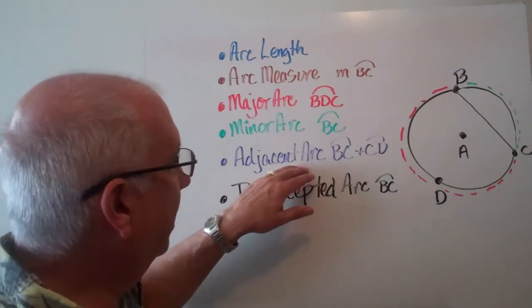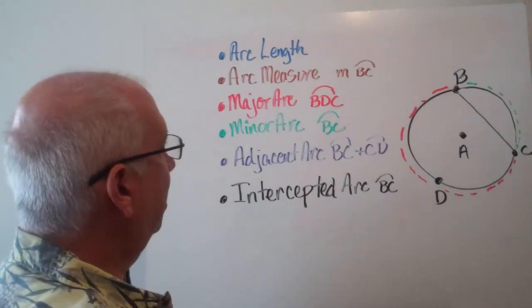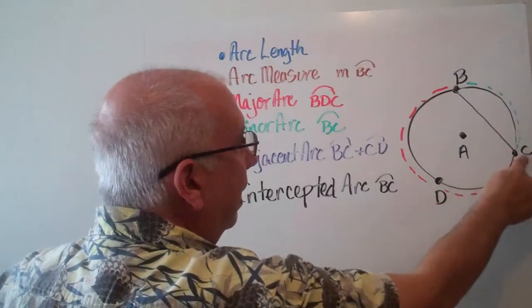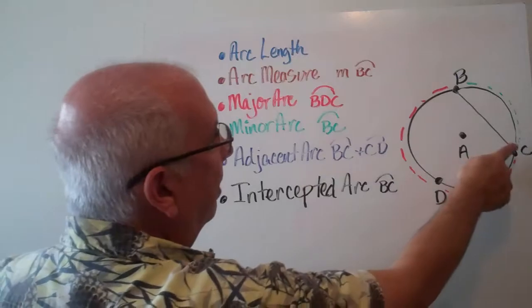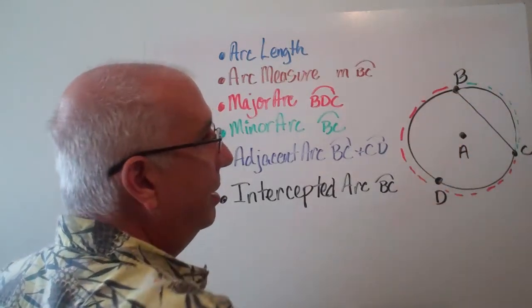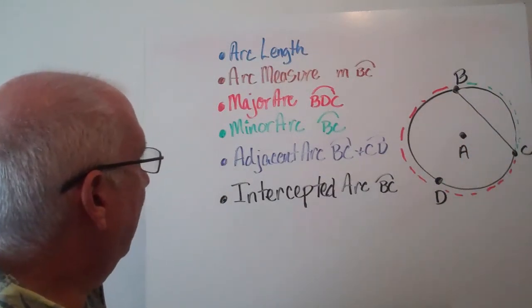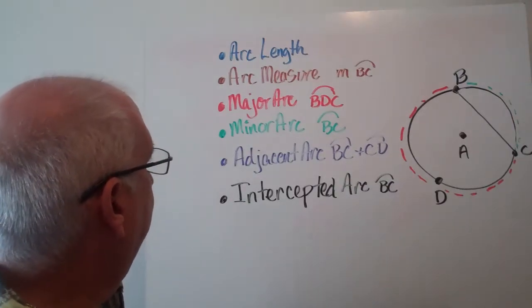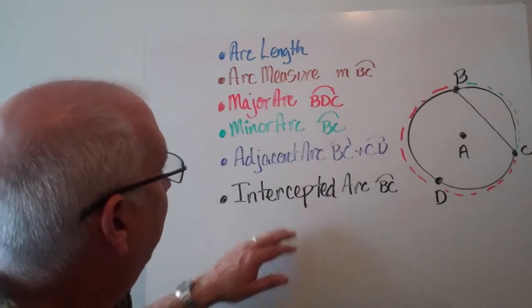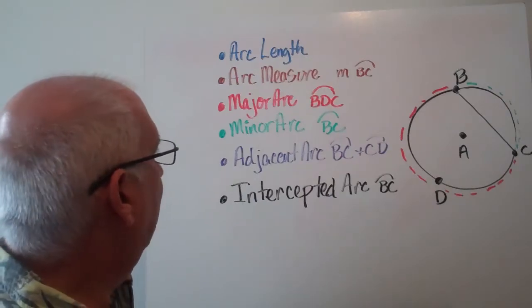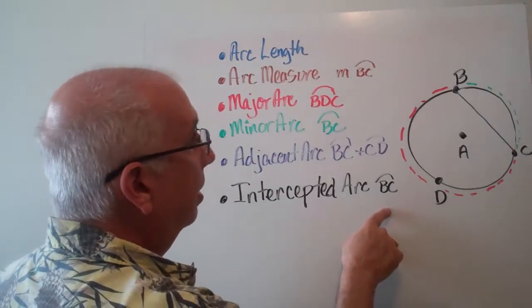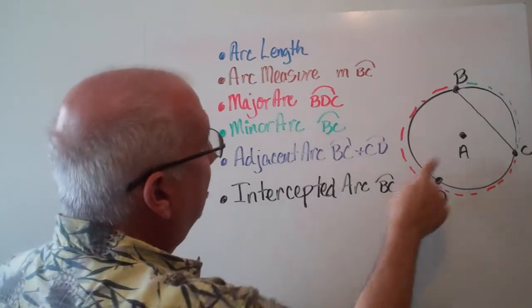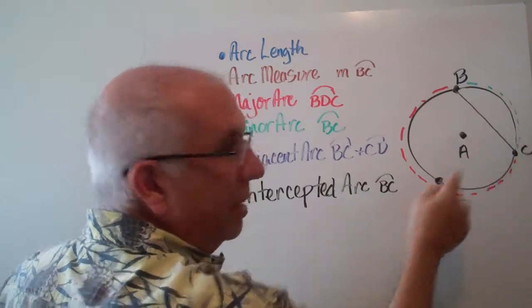Adjacent means next to each other. An example of adjacent arcs would be arc BC and arc CD. It could also be BC and BD. Those are adjacent arcs. They're next to each other. Intercepted arc simply means the arc that's between 2 points. The example of the intercepted arc here is this arc BC.